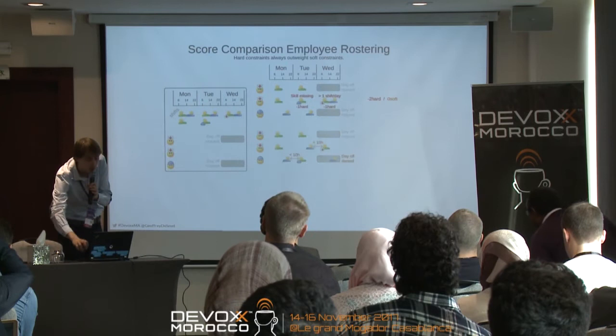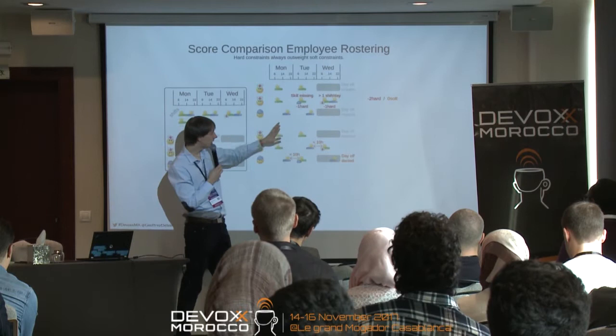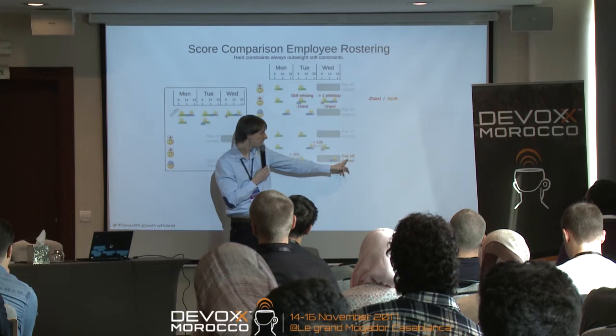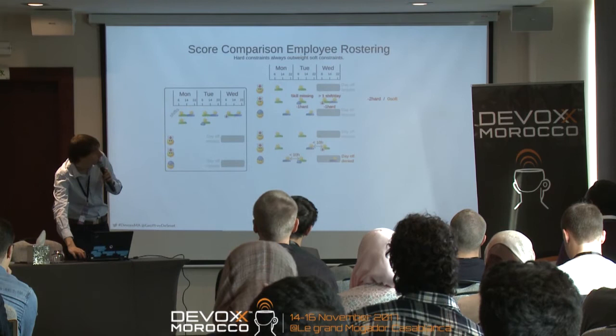We are now assigning them like this. We see no hard constraints broken anymore. So this shift now does have an engineer, but we do see shifts being assigned too close to each other, less than 10 hours apart, and we do see a day off request being denied over there. Okay, great. So what's the score of that? The score is zero hard, minus five soft.